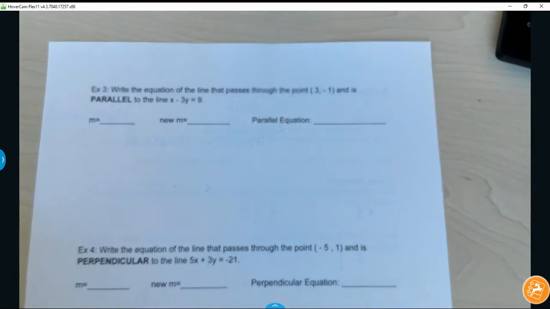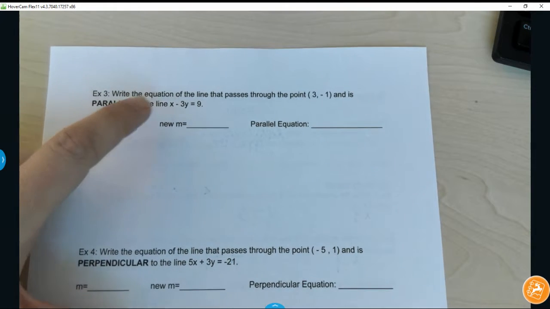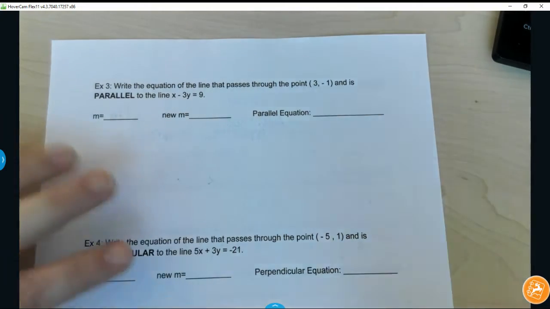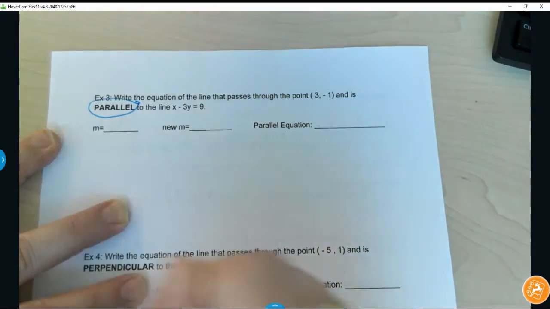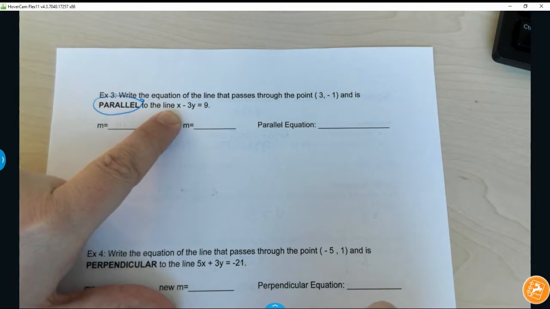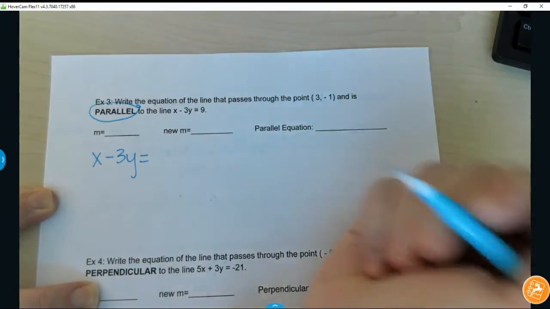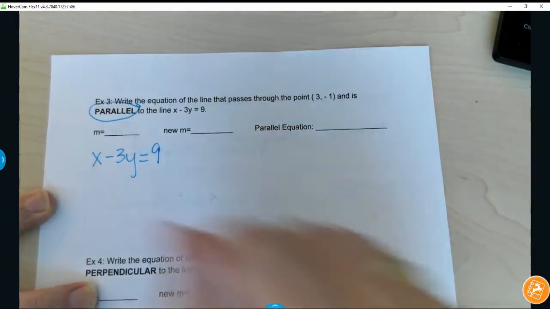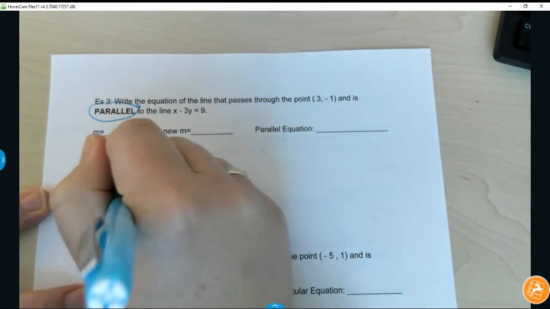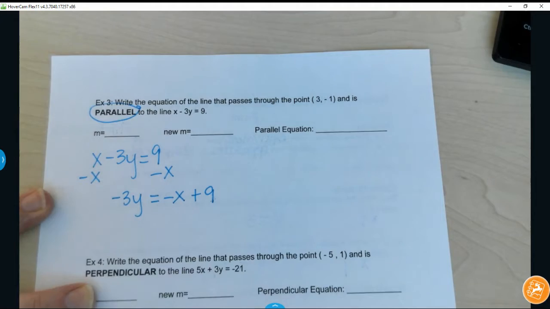Right back here. Write the equation of a line that passes through the point 3, negative 1 and is parallel to the line x minus 3y equals 9. Well, parallel is telling us same slope, but take a look. This is not solved for y. This is in standard form. So I'm going to have to solve for y. So I will subtract x from both sides, and that will give me negative 3y equals negative x plus 9.